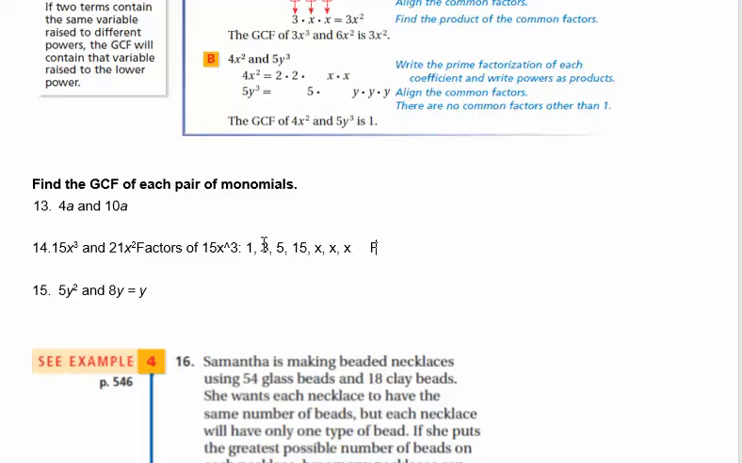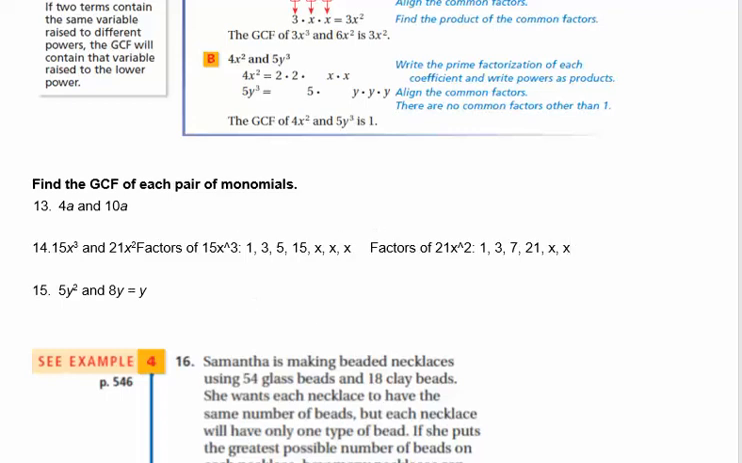Now let's do the factors of 21x squared. So let's see, the factors of 21 are 1 and 21 and 3 times 7. So if I write them in order, it's 1, 3, 7, and 21. The factors of x squared is just x and x.